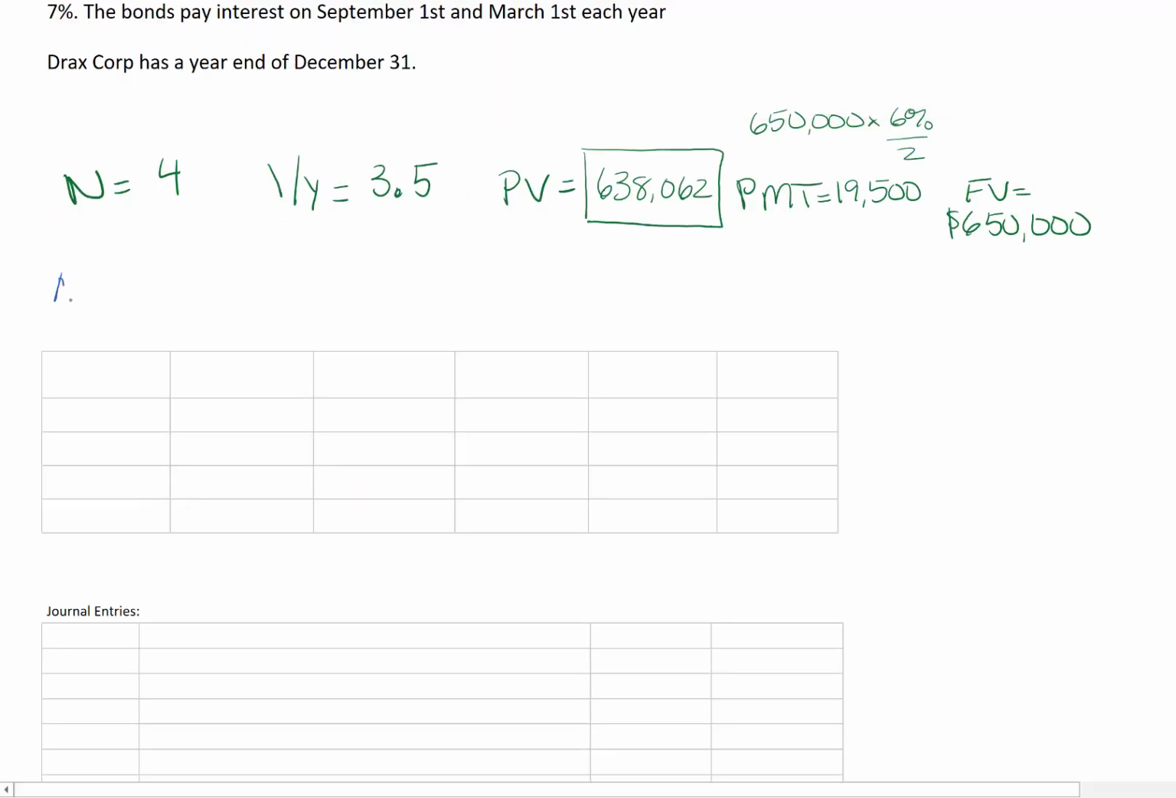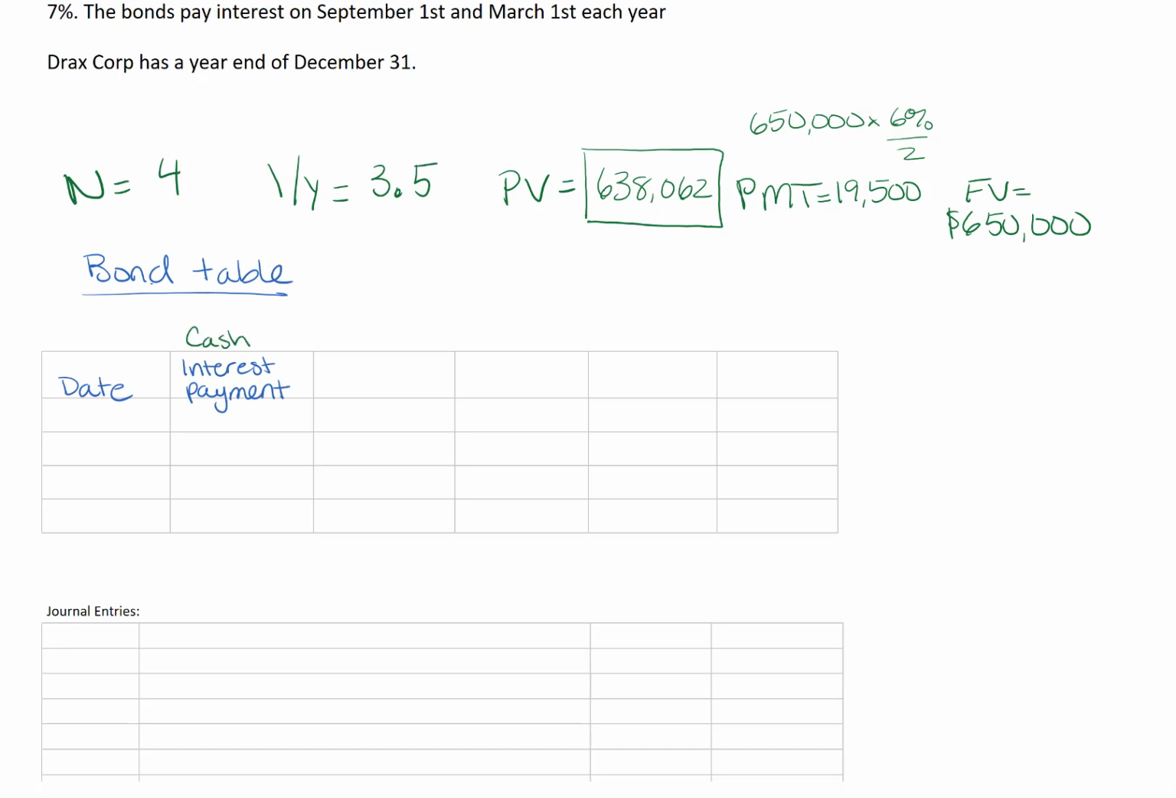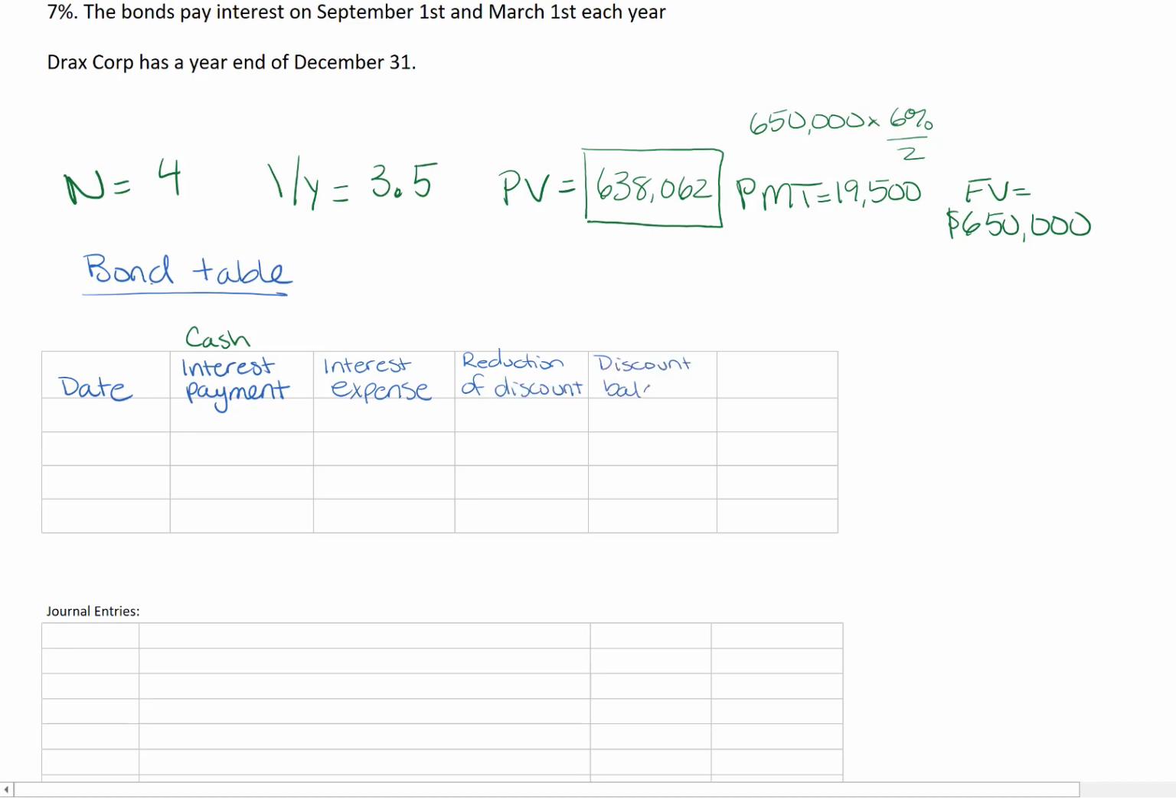So now let's go through and fill out our table. Like I said in the last video, I don't like to call this an amortization table because I find that very, very confusing. Let's call this a bond table instead. We can put our headings at the top: date, interest payment, or you could call this cash. That's the cash payment that we're making every 6 months. Interest expense, that's what's going to go to your income statement. Reduction of discount, discount balance, and bond carrying amount. Your titles do not have to be the same as mine, just as long as they make sense, or ask your teacher what they want them to say.